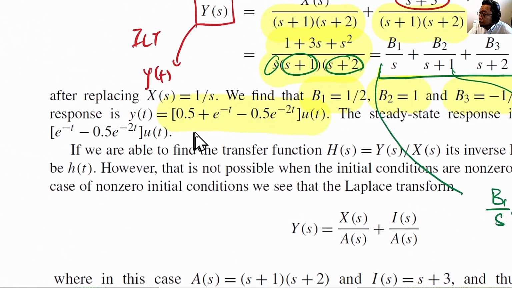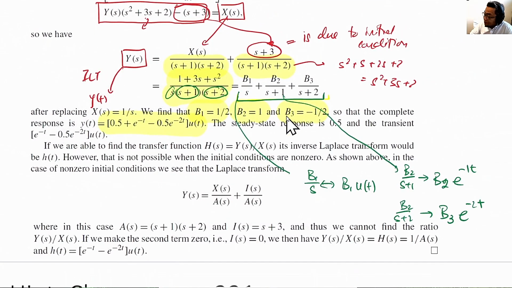Now when you look at this response, you'll realize that 0.5 u(t) is called the steady state response because when t goes to infinity, the output is 0.5. What about e to the minus t and e to the minus 2t? As t goes to positive infinity, this becomes 0, this becomes 0. So 0.5 times 0 is 0. Therefore, the steady state response is 0.5 and the transient response is the two terms with e to the minus t and e to the minus 2t.